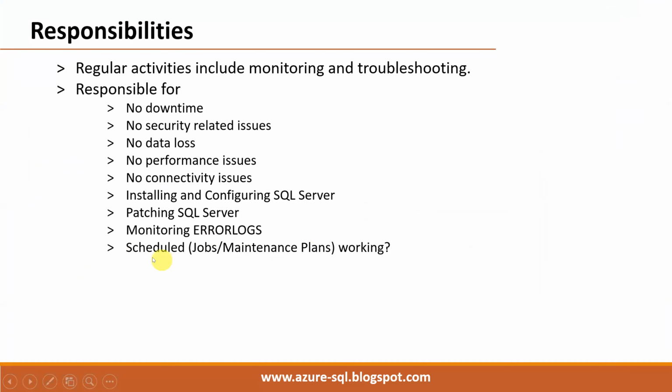Then scheduling means checking whether all the schedules are working fine or not. Generally, we'll automate the tasks. For automation, we'll use something called jobs and maintenance plans. All these, we have to verify whether they are working fine or not.